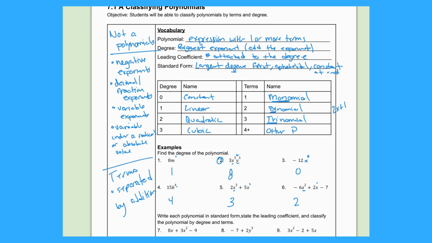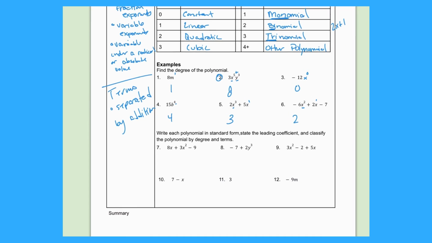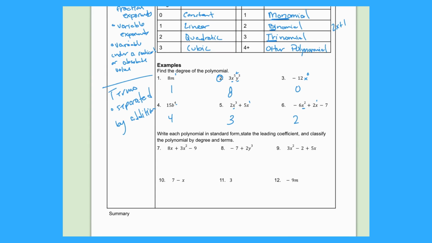So we'll just refer to everything else as other polynomial. Or we're going to say polynomial in general, covers everything. So these are the vocab that we will need to know that will be quizzed and tested. Okay, so let's look at how we can apply these to some practice problems.